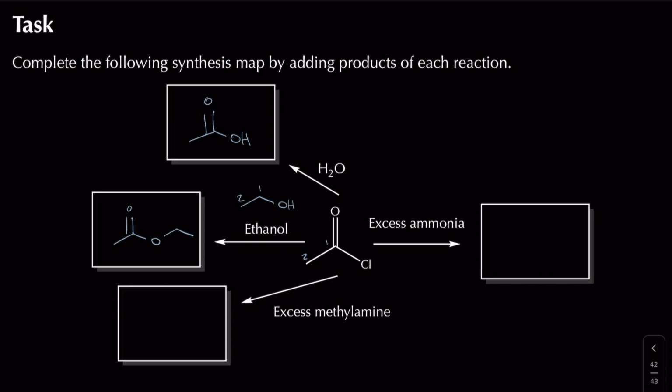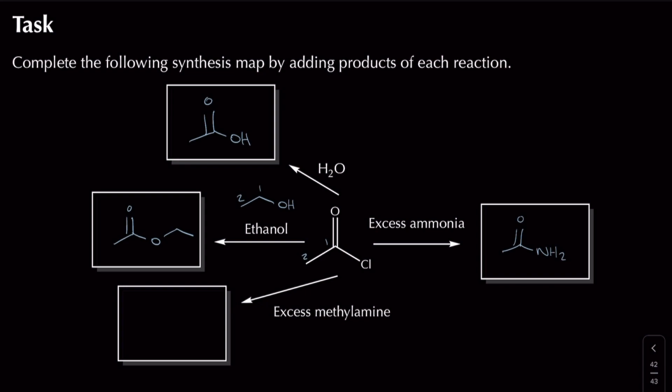Now what about if we were to add excess ammonia? Well, if I add excess ammonia, we know that we can end up forming an amide. So in that case, a primary amide, I end up with a carbon oxygen double bond here, a bond to a nitrogen, and then it's just going to be NH2 itself as well. Remember, nitrogen is comfortable with 3 bonds. If it has 4, it's going to be positively charged.